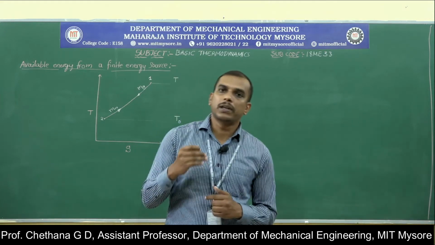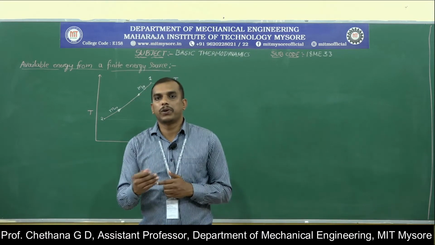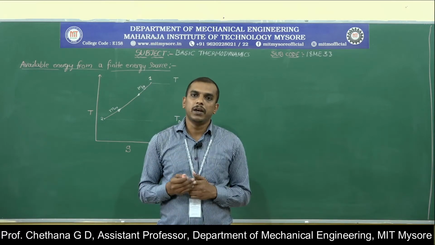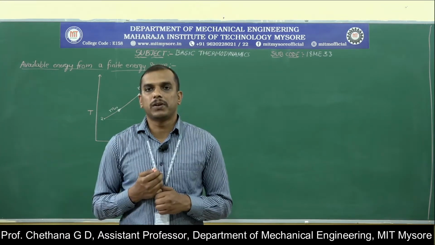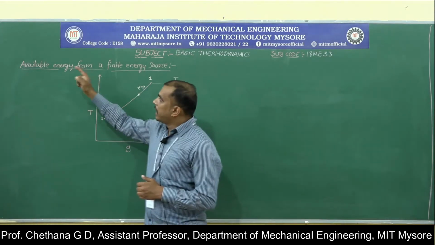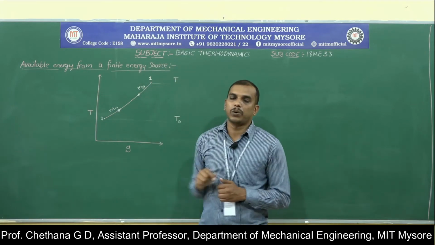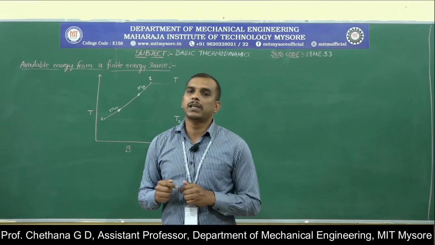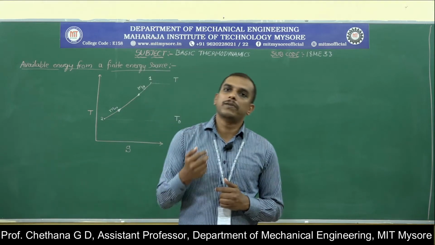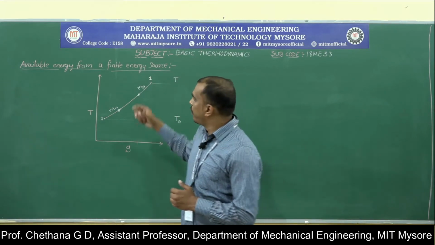Remember, when we were talking about heat transfer through a finite temperature difference, we assumed that the source which is supplying the heat was at a constant temperature, and that was the concept with which the last derivation and problem was solved. Now we are trying to solve for the available energy from a finite energy source. That means the energy source itself is finite. If you draw heat from that, the temperature of the source is also going to drop. That is the concept with which we are working.